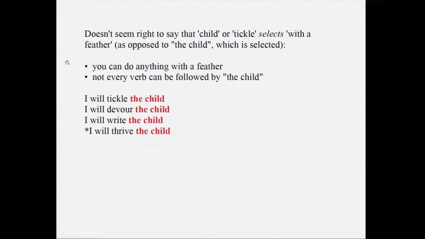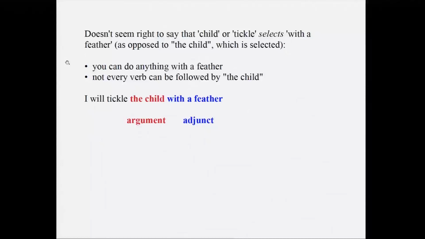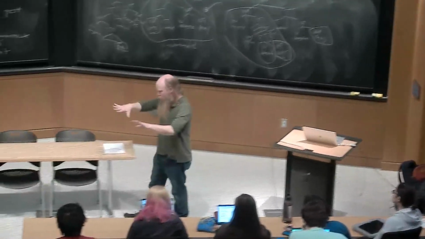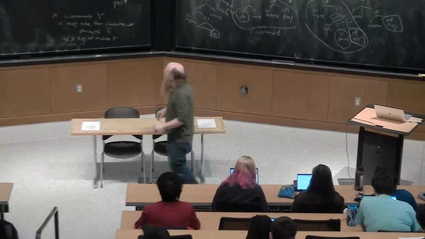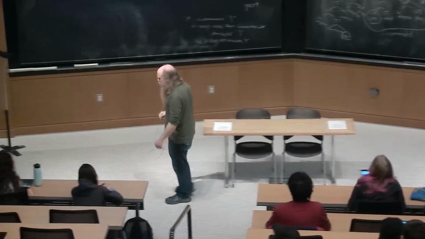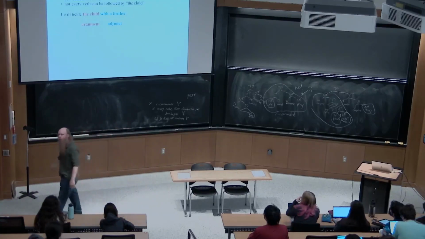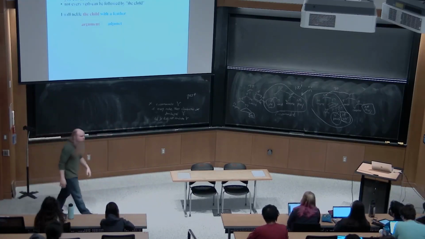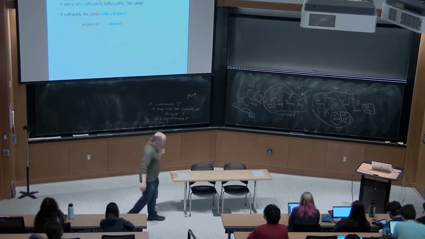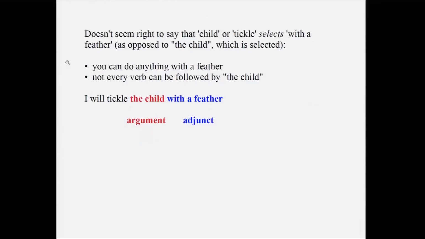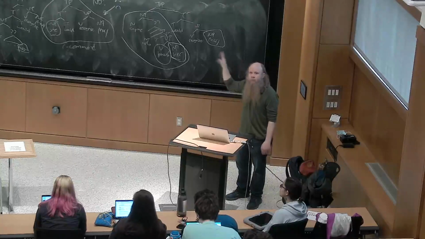So yes, when we're building trees, we're going to have selection relations that sometimes tell us, if we have, say, this kind of verb, we'd better have this kind of phrase combining with it. If we have devour, it had better combine with an object. Something has to get devoured. But then there are going to be other kinds of things, like with a feather, that are just always options. You can always put them in. Another terminology break. We call things that are selected arguments. So the child is an argument of the verb tickle, in this example. And we call phrases that don't seem to be selected by anything adjuncts. Just a name for those things.